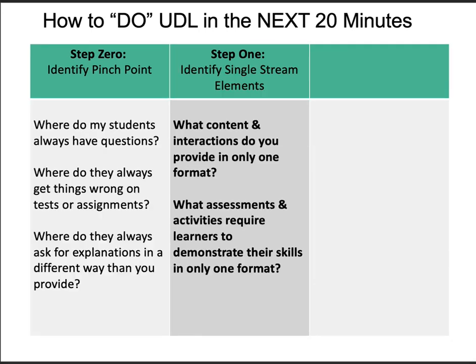So next up, we move to step 1. In this step, we identify our single stream elements. A single stream element is a single medium that we use to deliver content. So this could be a textbook reading, a video, just one single stream element. So some questions to ask yourself are, what content or interactions do you provide in only one format?